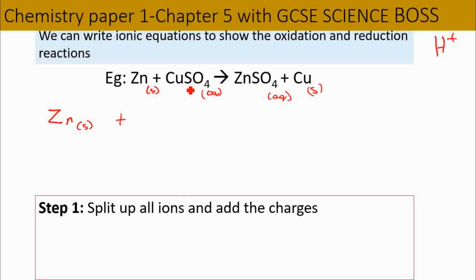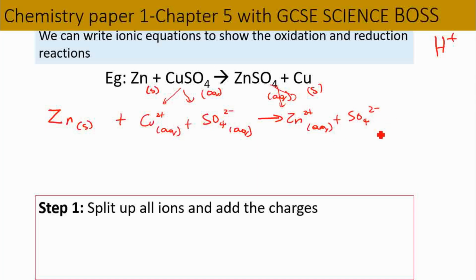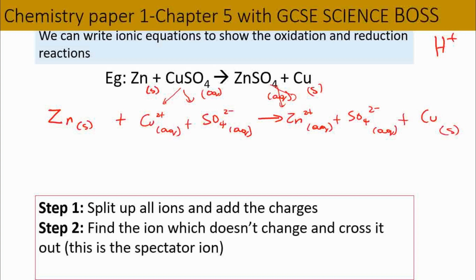Do we split the copper sulfate? Yes, we do. It's going to give me Cu2+ aqueous. And it's also going to give me SO4 2- aqueous. Okay, good. And are we going to split the zinc sulfate? We definitely will split the zinc sulfate. It's going to give me Zn2+ aqueous and SO4 2- aqueous. And copper, we do not split that as it is a solid. Okay, so that's step one. We split up all the ions and add the charges.